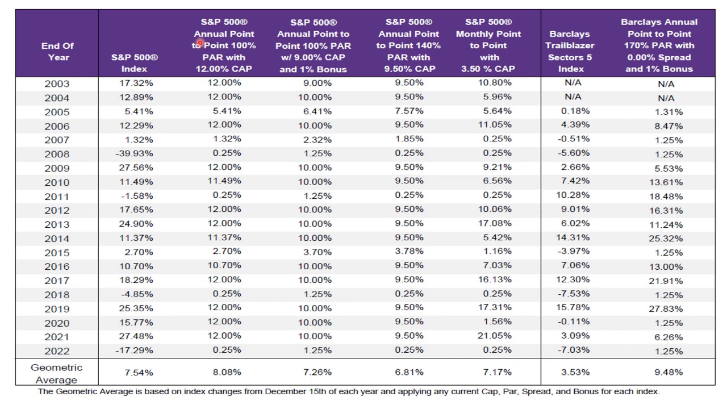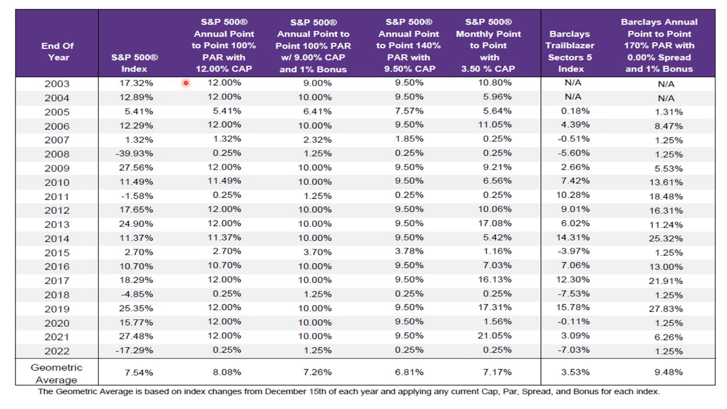So how the caps work, if you see the 2003 example, the return, if your money was fully invested into the stocks, you would have received a 17.32% return. But with an IUL, it is capped out at a 12%.